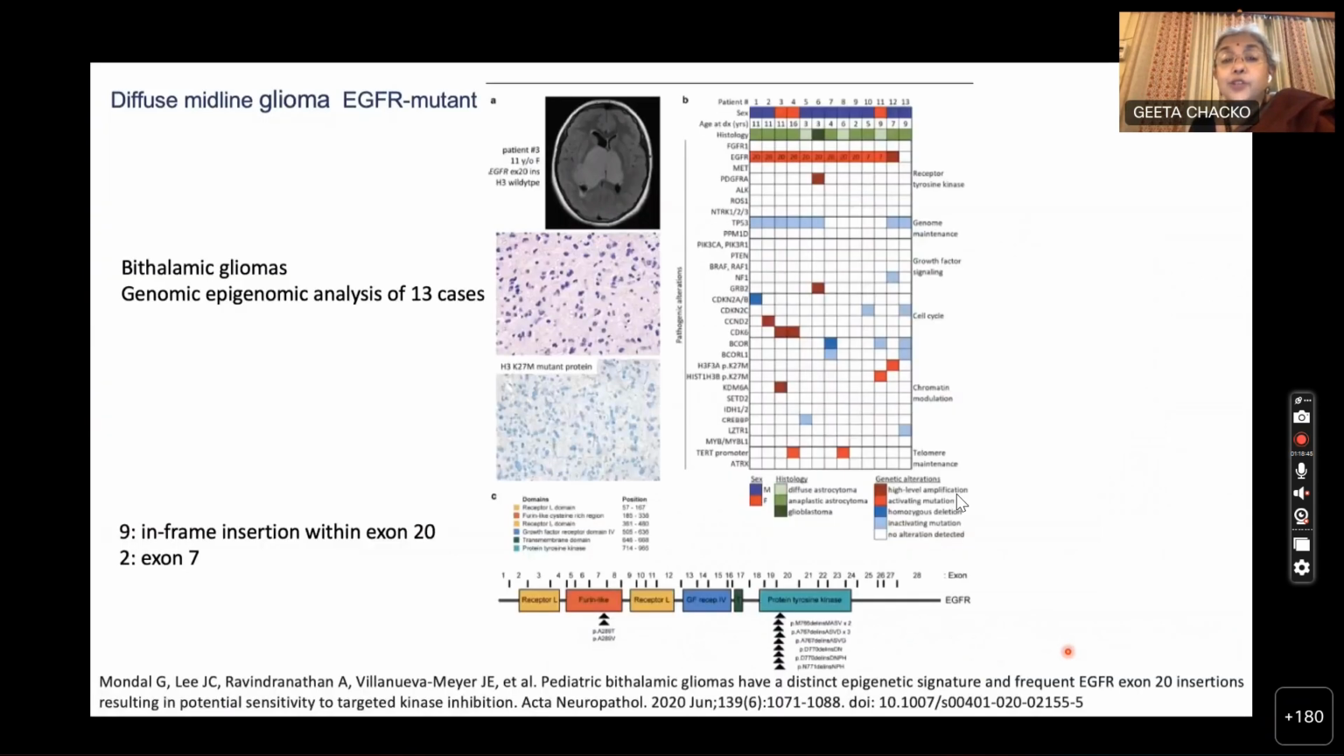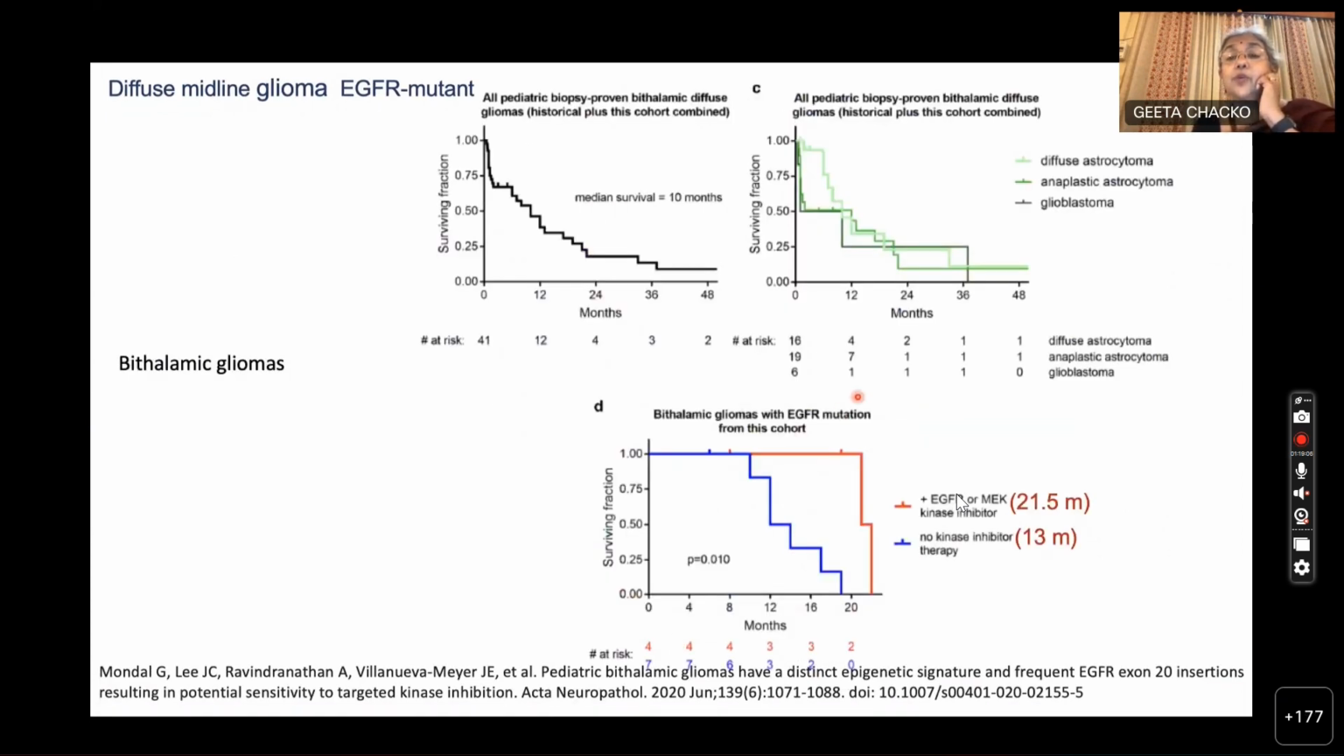Okay. Now they also found that in tumors that occur in both thalami like this, when they did a genomic analysis, they found that they had EGFR alterations, either an in-frame insertion in exon 20 or mutation at exon 7. And these also had trimethylation loss. So why was it important to identify this group of EGFR mutant tumors? It was found that these particular tumors, when they're given the EGFR MAP kinase inhibitors, they have a far better prognosis compared to those that are not treated.